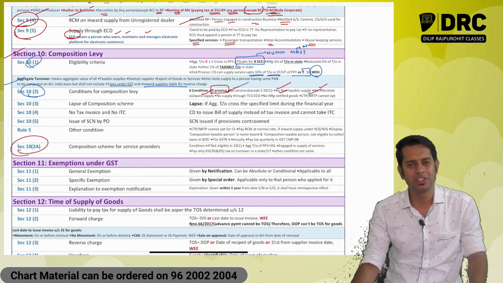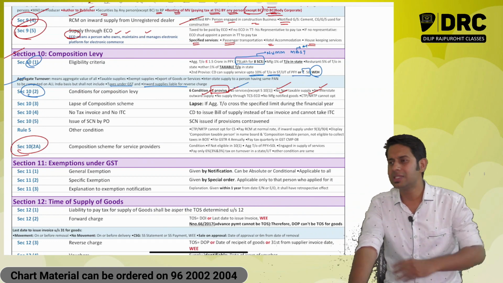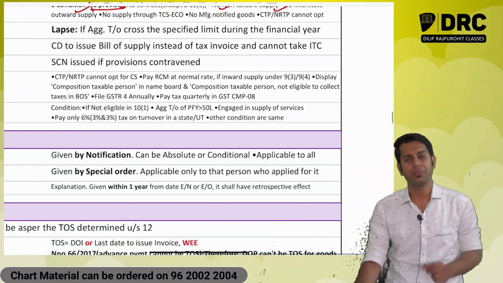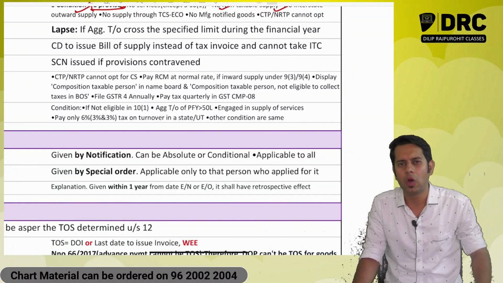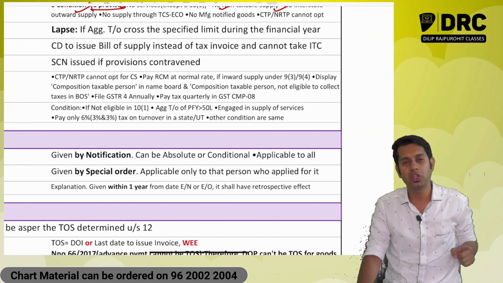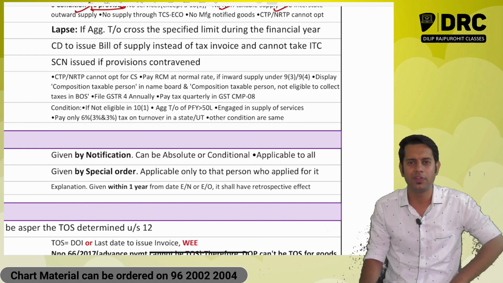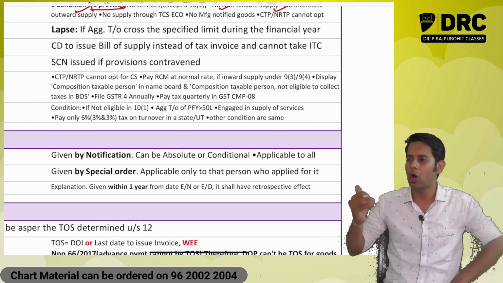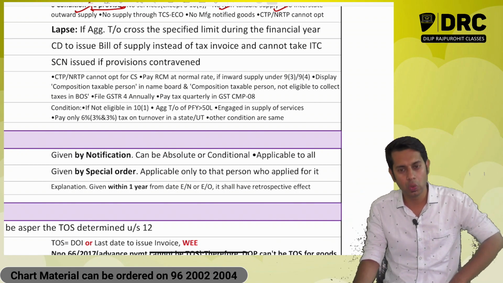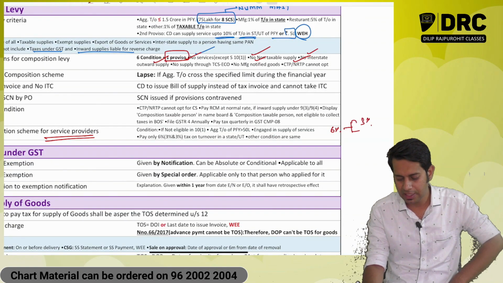There is a new section which has been introduced last year only. It is section 10(2)(a). This talks about the composition scheme for service providers, which says if you are a person who is not eligible to become a composition dealer as per section 10 subsection 1, and your aggregate turnover did not exceed 50 lakh rupees in the preceding financial year, then you can opt to pay tax at composite rates under section 10 subsection 2a, wherein the rate applicable to you will be 6%, that is 3% CGST and 3% SGST.